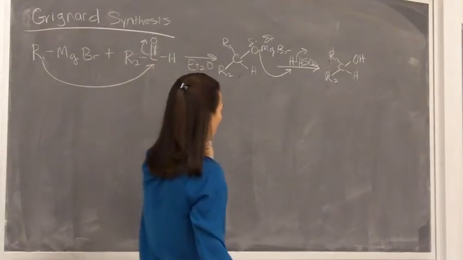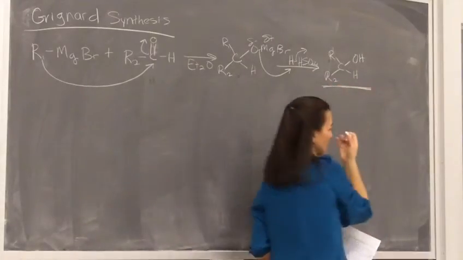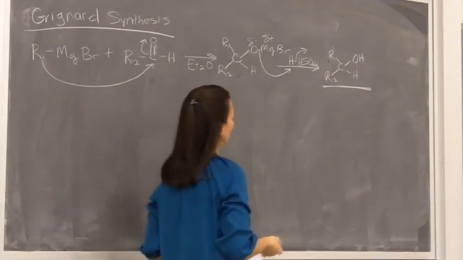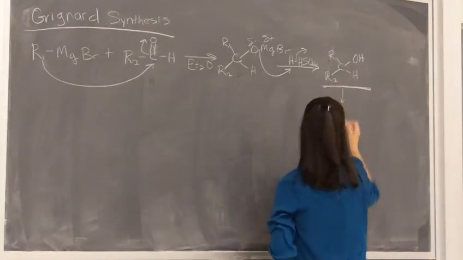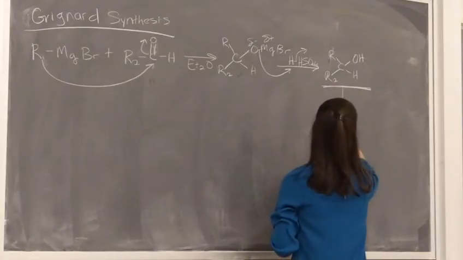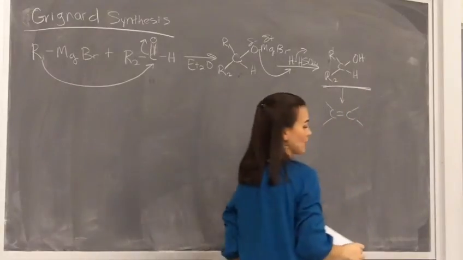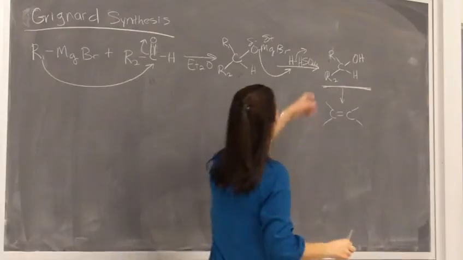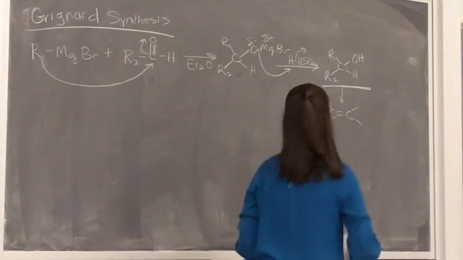Okay? Now this is where we want to stop, right here. We don't want any further reaction at that alcohol. But it is possible for that alcohol to go on and form an alkene, which we're going to do next week, but we don't want to do this week, okay? So you have to be careful with the quench as well to not get to the alkene.